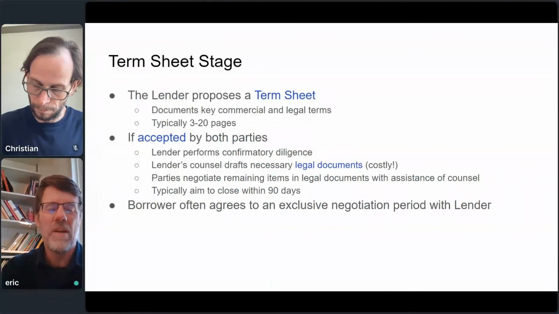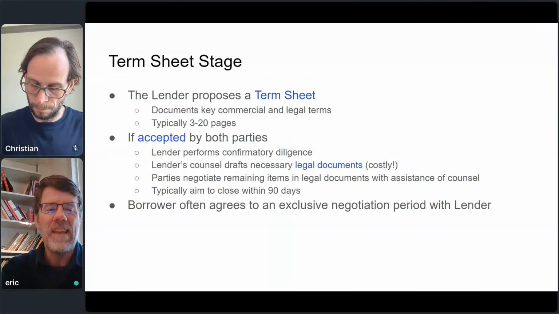All right. So the lender typically will propose the term sheet, though it can be a back and forth. It's going to document the key commercial and legal terms. It's typically 3 to 20 pages, so there can be a fair amount of depth in it. If both parties agree to it, and you're typically not going to produce one unless you think you're going to get there, then it's accepted in essence.